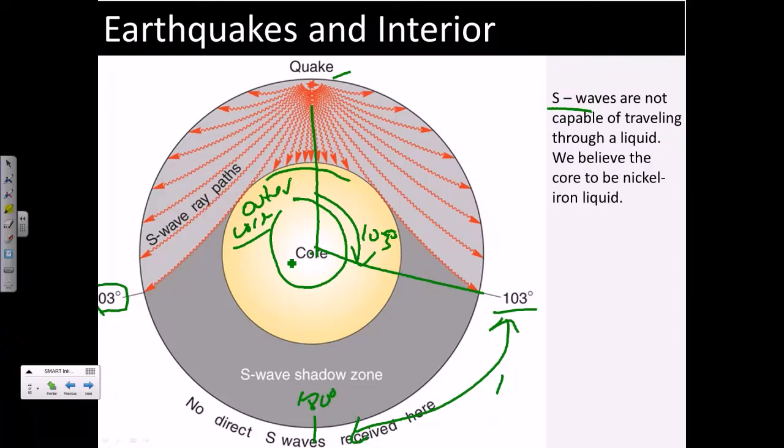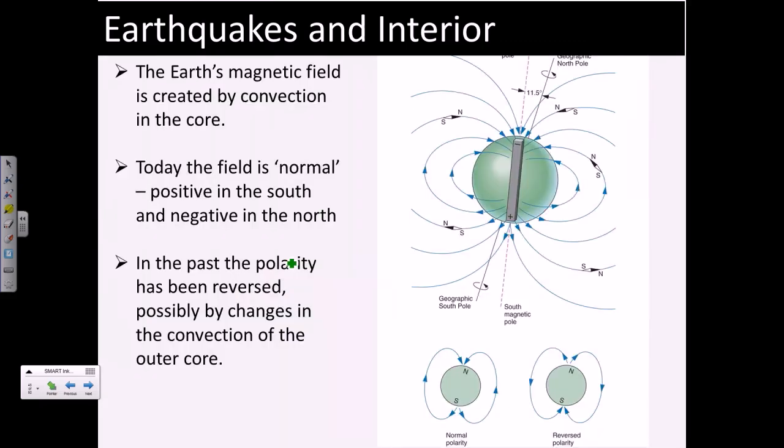We don't see any S waves passing through to the other side of the Earth between 103 degrees and 180 degrees because shear waves, S waves or secondary waves, all mean the same thing, cannot be transmitted through a liquid. Now, one of the consequences of having a liquid core is that we think this generates the Earth's magnetic field through the process of convection.